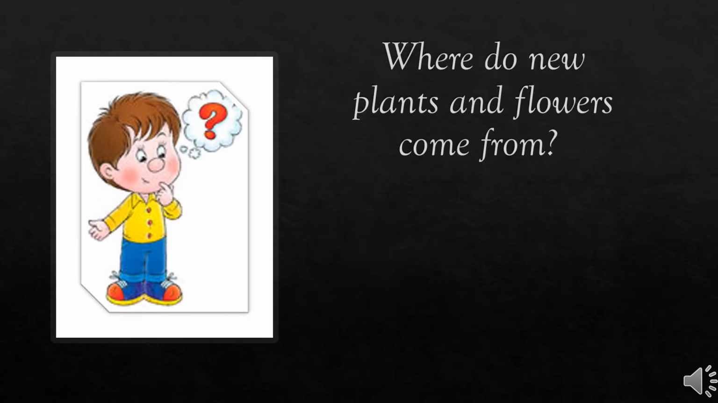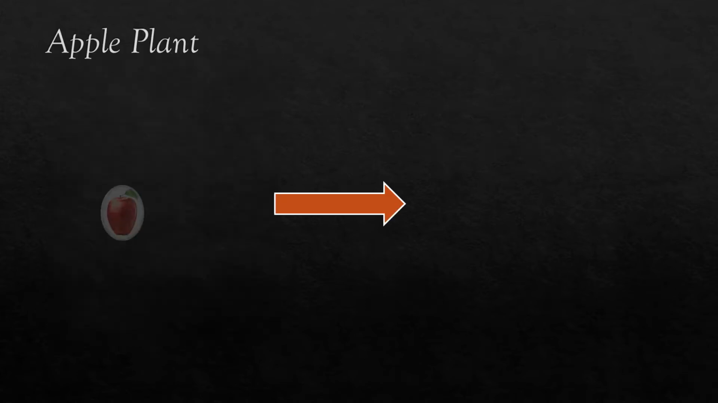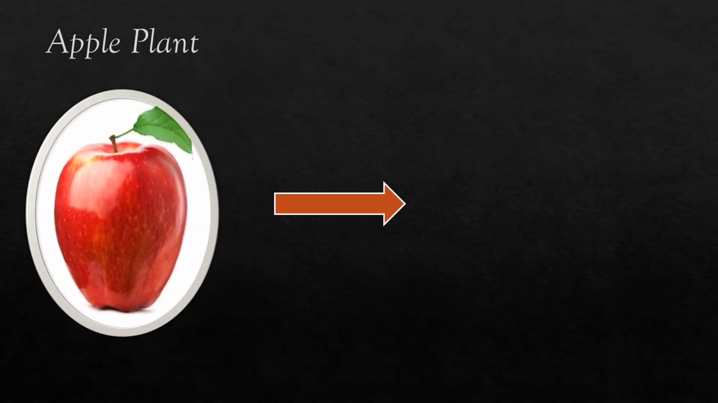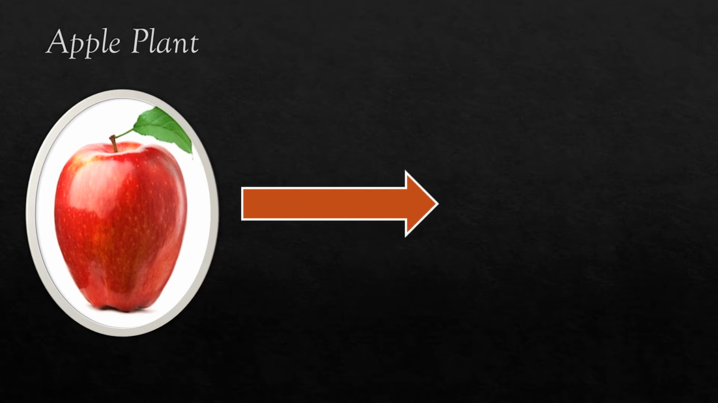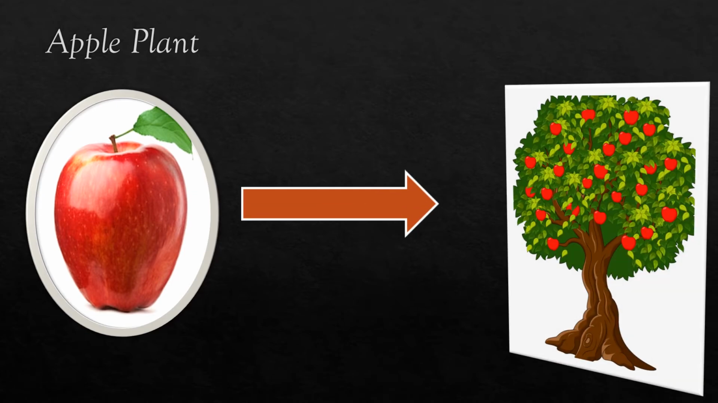So students, what do you think? Where do new plants and flowers come from? Let's learn about them together. So first, we are going to talk about the apple plant. You can find apples in green color, red color and yellow color. So let's learn together how we actually get apples. We are getting apples from the apple tree, and we need apple seeds to grow an apple tree.